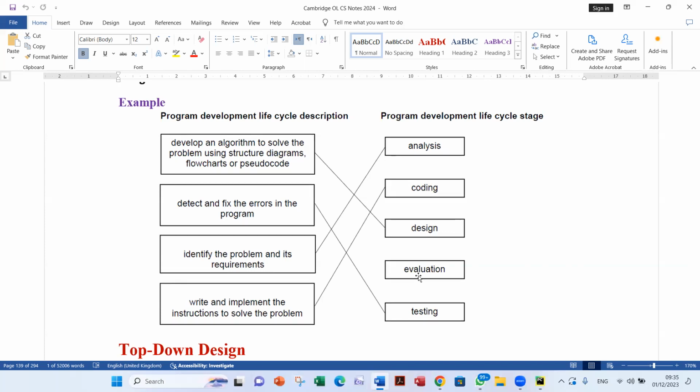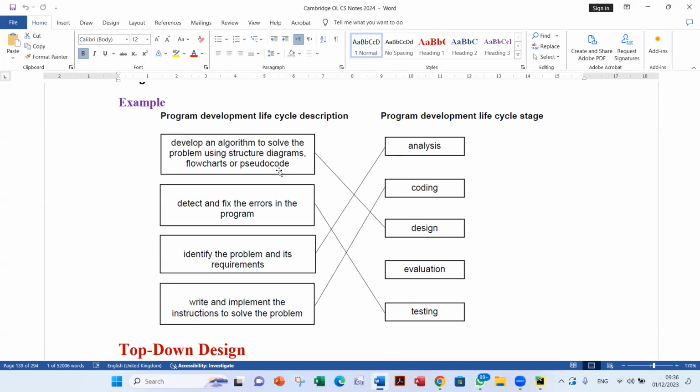Developing an algorithm to solve the problem using structure diagram, flow chart, and pseudocode. This is the design stage. And we will spend all our syllabus writing algorithms using flowcharts or pseudocode. Detect and fix errors in the program. This is called testing. Identify the problem and its requirement. This is the very first stage, that is analysis. Write and implement instructions to solve the problem. This is called coding. So if you can successfully connect them, you earn 4 marks, easy marks.